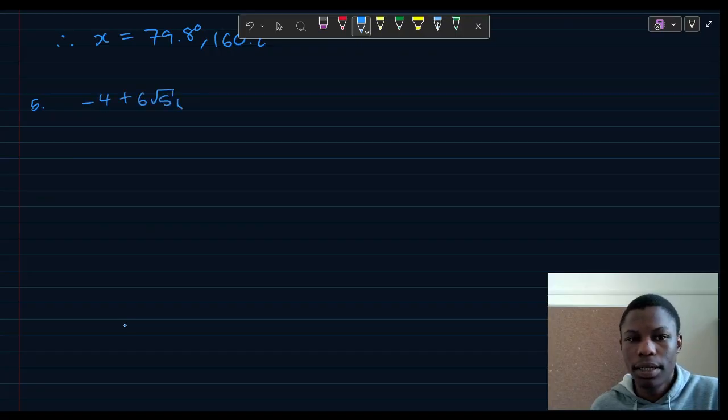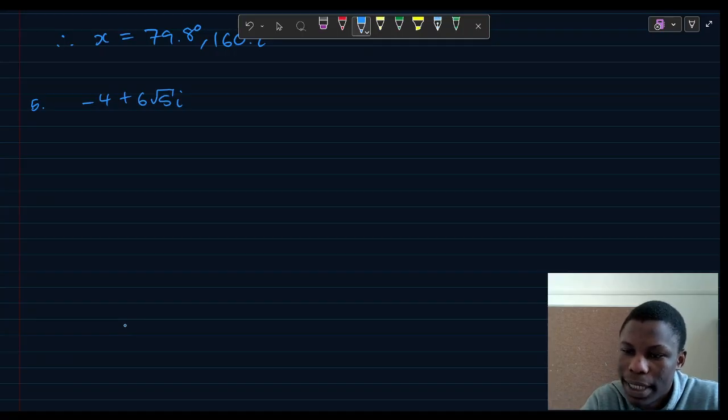Number 5. The square roots of negative 4 plus 6 root 5i can be expressed in the Cartesian form x plus iy, where x and y are real and exact. By first forming a quadratic equation in x or y, find the square roots of negative 4 plus 6 root 5i in exact Cartesian form.